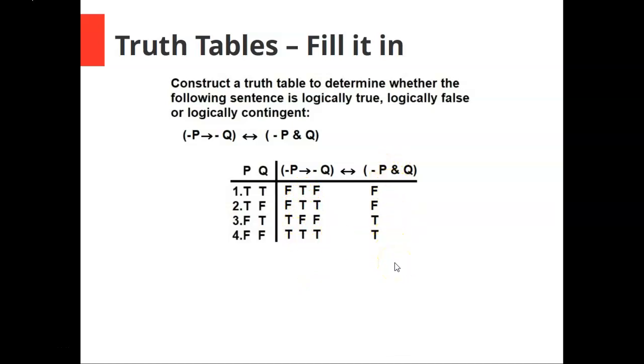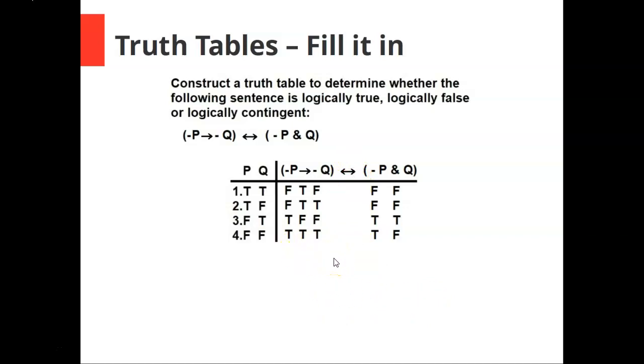Now we fill in the conjunction column. It's a conjunction of negation P and Q. So you look at this column and the Q column, and you apply the rule. A conjunction is only true when both conjuncts are true. And line 3 is the only line in which both conjuncts are true. So now we can fill in the biconditional. And we apply the rule.